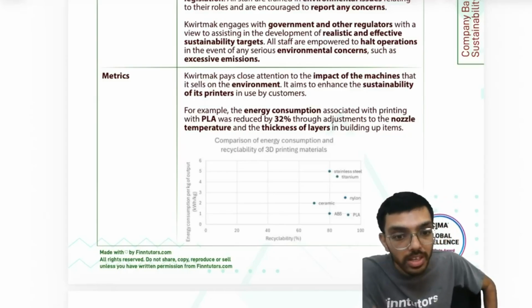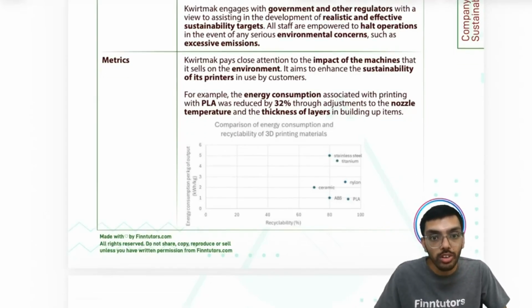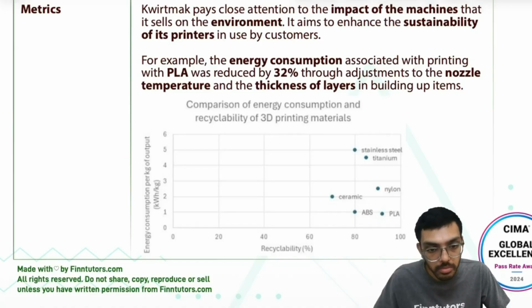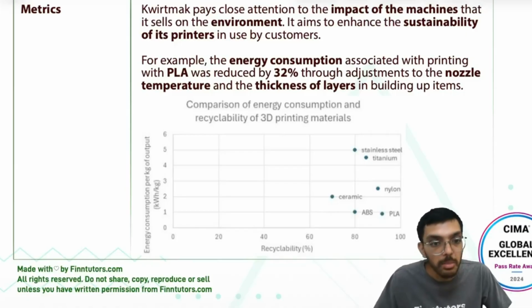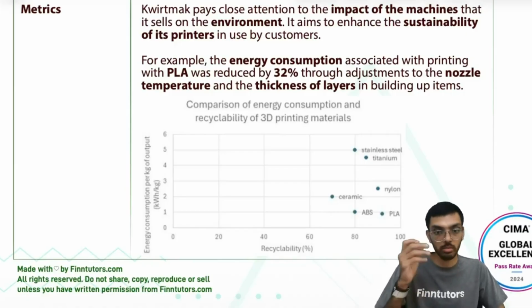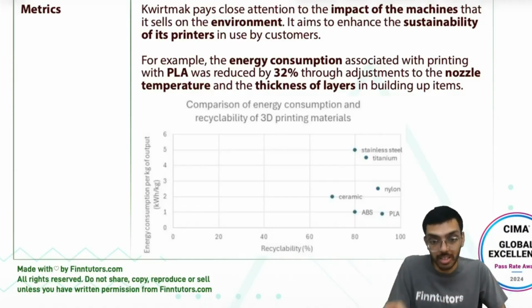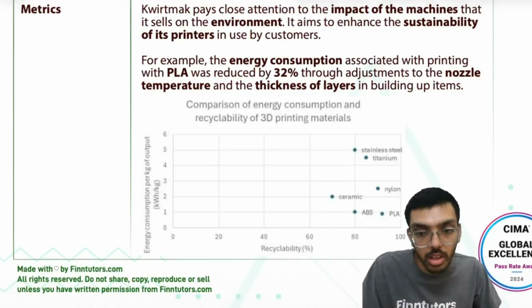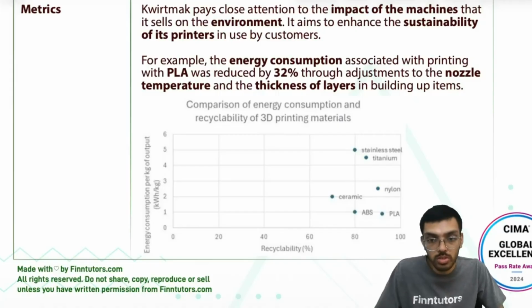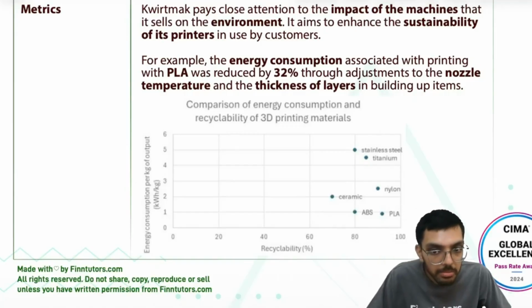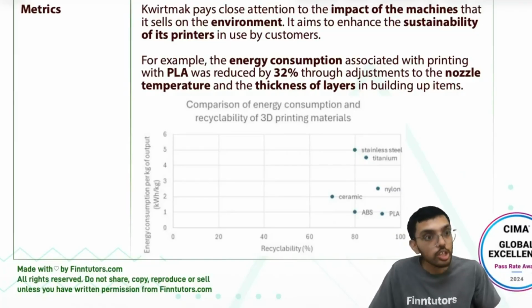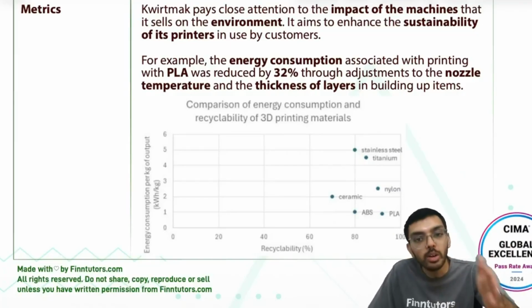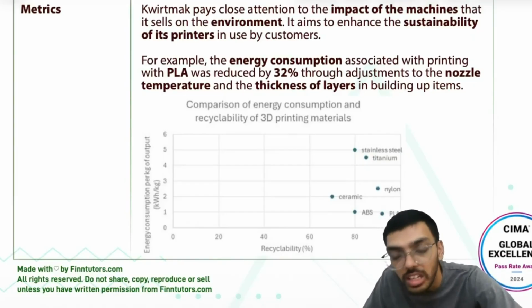They also say that every material has its own recycling capability. Yes, materials are recyclable, but they use a lot of energy. Ceramic uses less energy but is less recyclable. Nylon and plastic use less energy and are still highly recyclable. But stainless steel and titanium are recyclable, but they use so much more energy. So metrics of sustainability depend on the type of printer you sell, the type of material you sell.